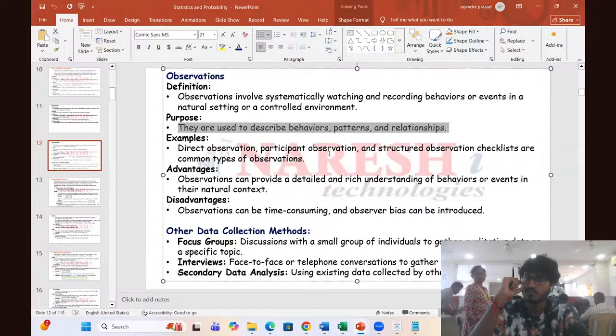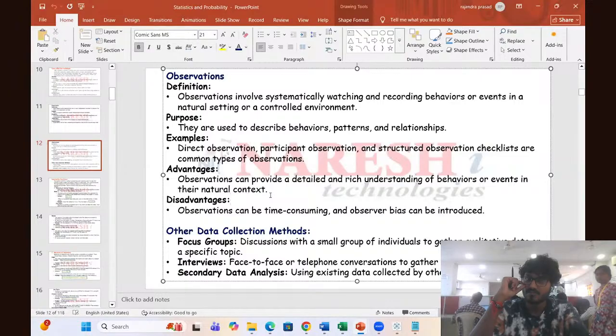Examples: direct observation or participant observation, and structured observation like checklists are common types of observation. So these are the examples. The advantage is that observations can provide a detailed and rich understanding of behaviors or events in their natural context. Whenever you sit and clearly observe, it gives you a good understanding about the behavior of a particular person, of the weather, of a business, anything. It gives you clear understanding.